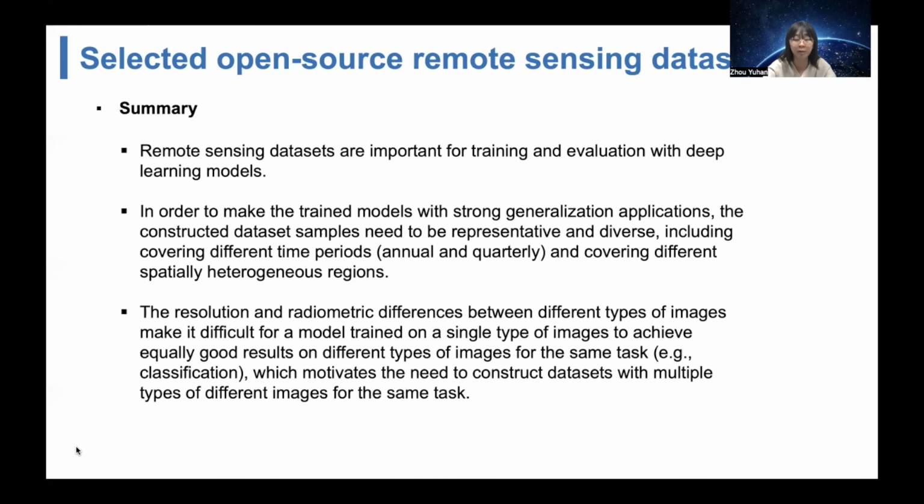For now, for a particular remote sensing task, the image source is not that diverse. So the model trained on one dataset might not achieve similar accuracy on another dataset with a different image source, even though they might serve the same remote sensing task. And this motivates the need to construct datasets with multiple types of images for the same task.